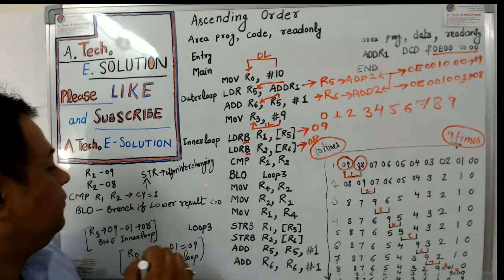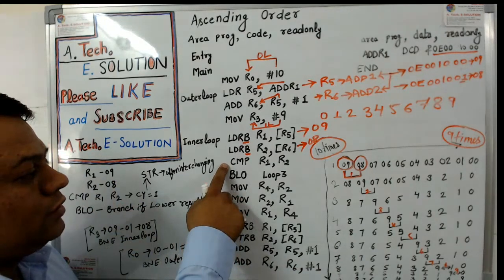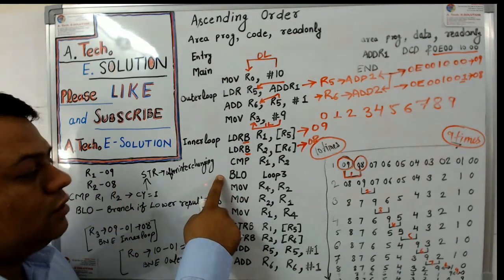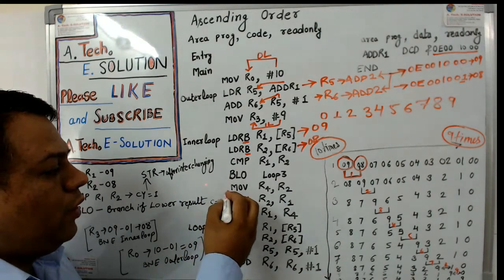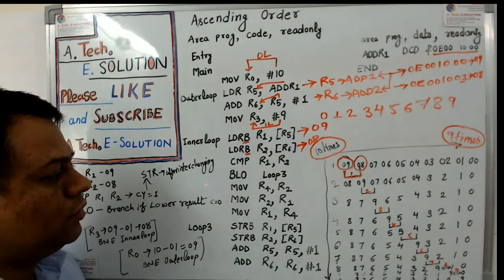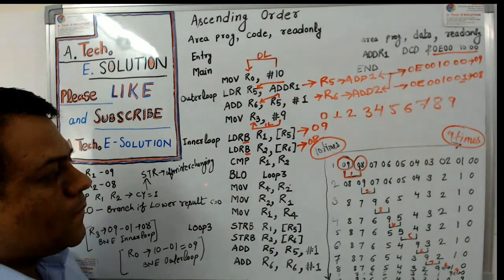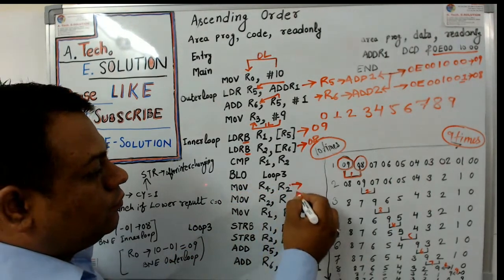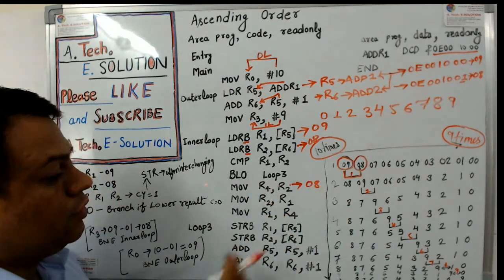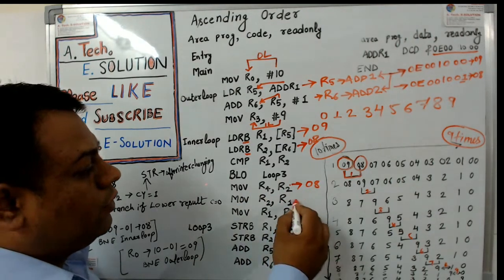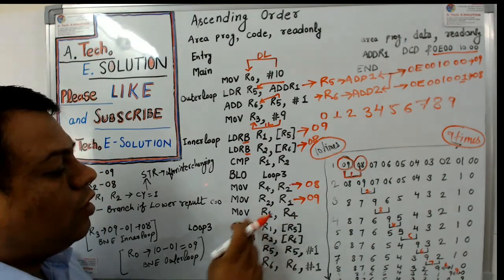So here R1 is greater, R2 is smaller. So in this case, no carry is set. If no carry is set, then we interchange the numbers. So we move from R2 to R4, R4 is 8. R1 to R2, what is the value in R1? 09. So R4 to R1.